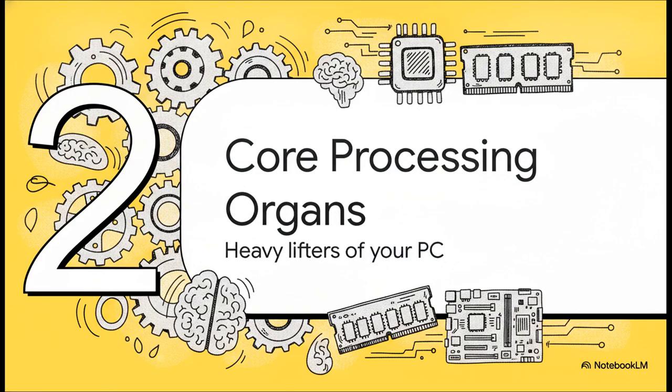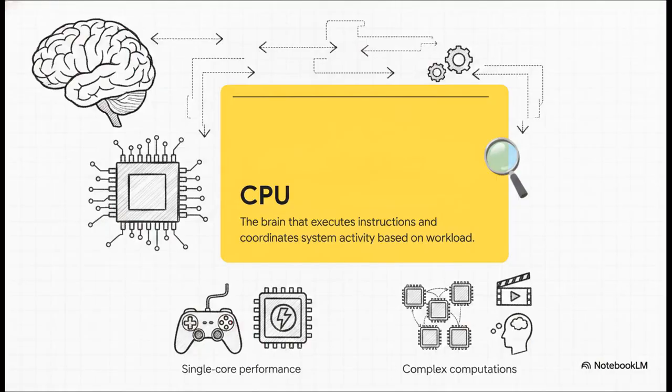Moving on to part 2, the core processing organs. Everything begins with the central processing unit, or CPU. It handles the raw calculations, manages the operating system, and coordinates literally all system activity. But as we know, not all brains are built for the same tasks. When you spec out a CPU, you're constantly balancing core count, threads, and clock speed. For example, if you're building a gaming rig, you want blistering single-core performance. But if you're building a video editing or AI development workstation, your priority completely flips to massive core counts for heavy multitasking and parallel execution.